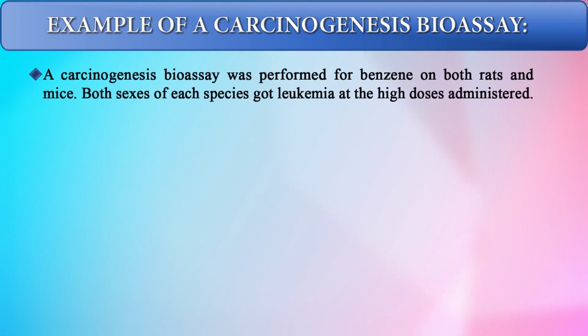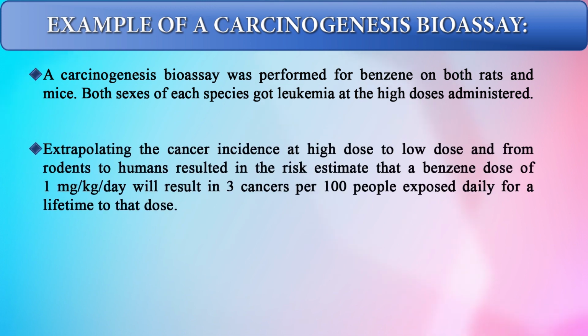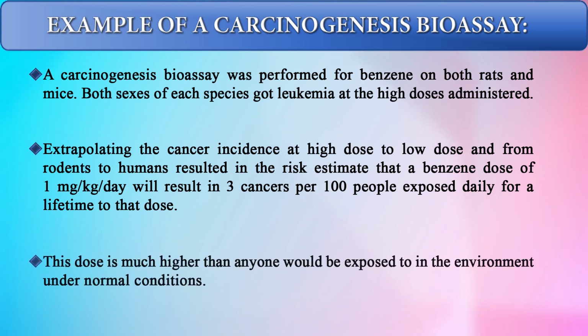As an example of a carcinogenic bioassay, they are performed for benzene on both rats and mice. Both sexes of each species got leukemia at the high dose administered. Extrapolating the cancer incidence at high dose to low dose and from rodent to human resulted in the risk estimate that a benzene dose of 1 milligram per kg per day will result in 3 cancers per 100 people exposed daily for a lifetime to that dose. This dose is much higher than anyone would be exposed to in the environment under normal conditions.